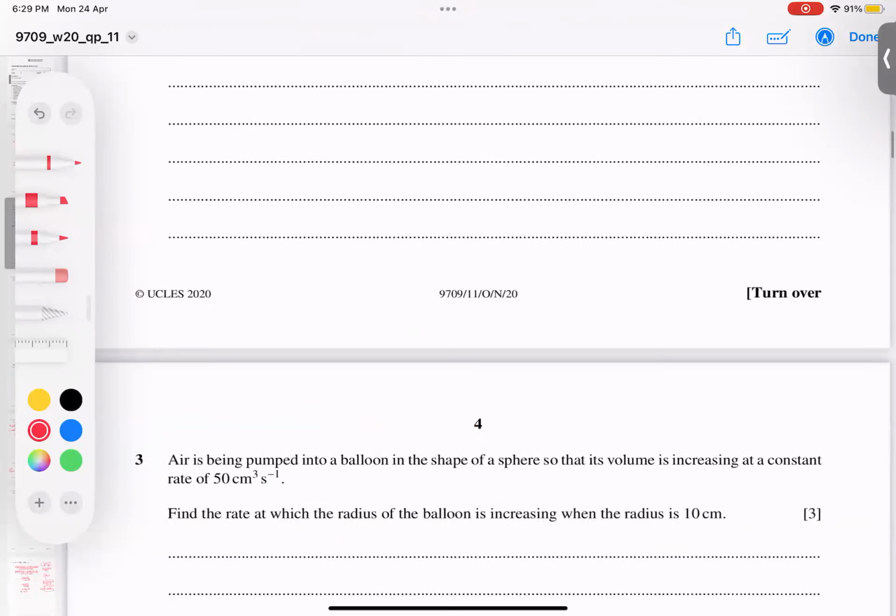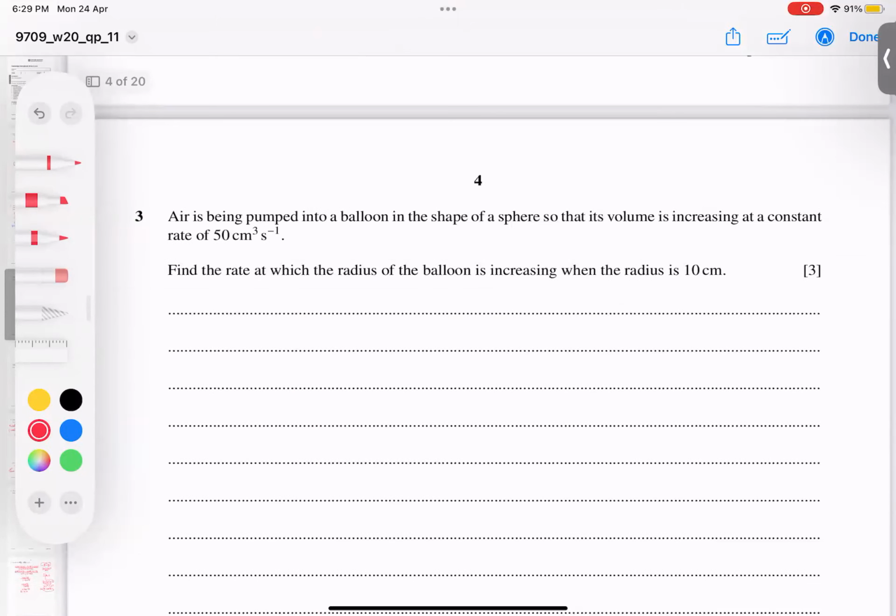Let's go for the next question. Next question he is asking here, number 3. Air is being pumped into a balloon. Make sure that if something is going inside, it is always positive. If going outside, it is always dealt with as a negative. So he mentioned clearly that the air is being pumped into the balloon, and so the volume is increasing constantly.